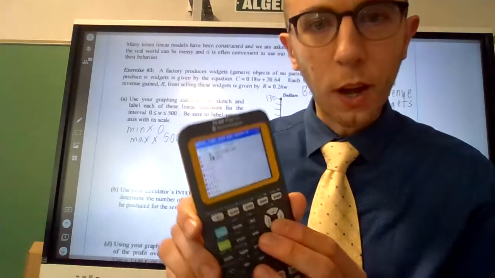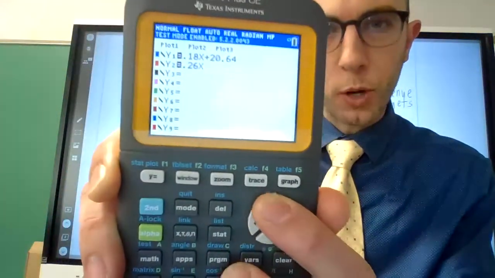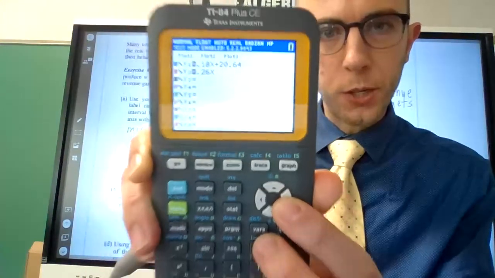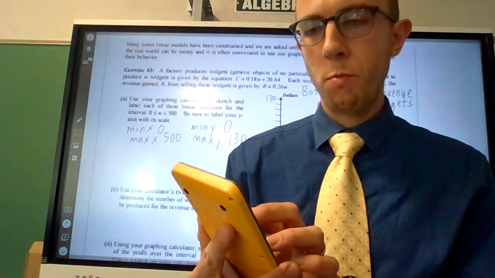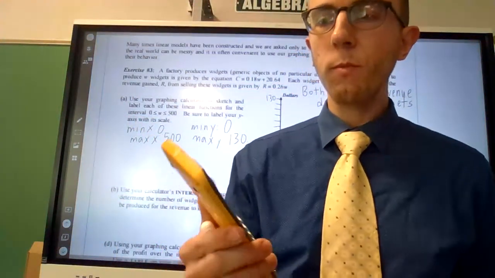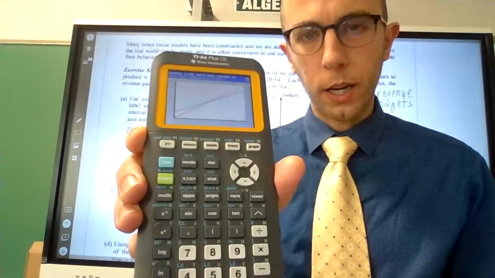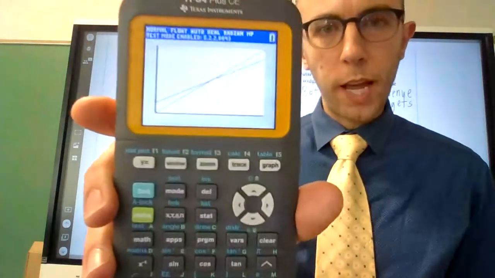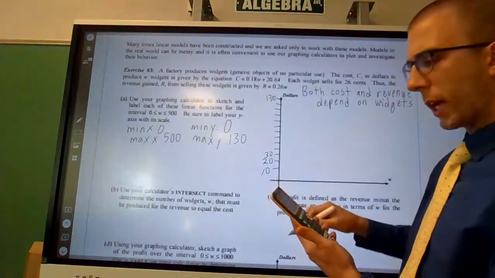I don't know if anybody saw this on mine before, but I had that function entered wrong. I had 0.08 for cost, but it's 0.18. So please make sure your functions are correct on your calculator. All right. And then we can press graph. Try to get not a glare here. Okay, again, blue is our cost function. Red is our revenue. So I'm going to just create a rough sketch of those.